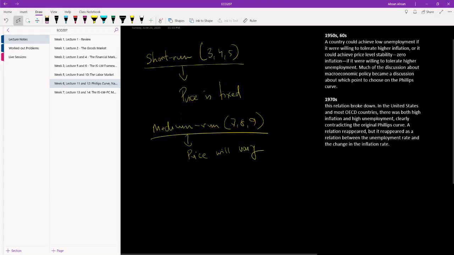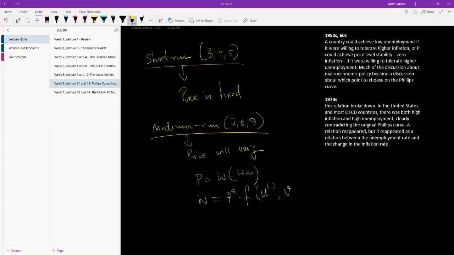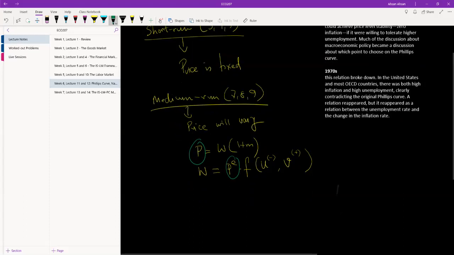If you guys remember, we looked at the price setting relation and the wage setting relation. The price setting relation was P equals W times (1 plus the markup). And the wage setting relation was W equals expected price times a function of U, which is negatively related, and V, which is positively related. So you see that in both these cases, we introduced price. So we're getting where we want to be.